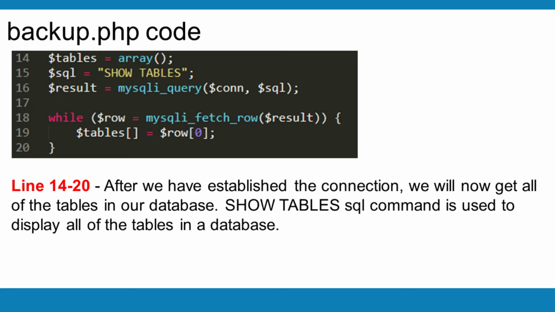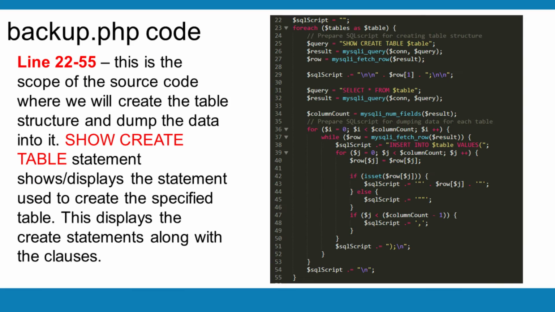Line 14 to 20. After we have established the connection, we will now get all of the tables in our database. The SHOW TABLES SQL command is used to display all of the tables in a database. Line 22 to 55. This is the scope of the source code where we will create the table structure and dump the data into it. The SHOW CREATE TABLE statement shows the statement used to create the specified table. This displays the create statements along with the clauses.